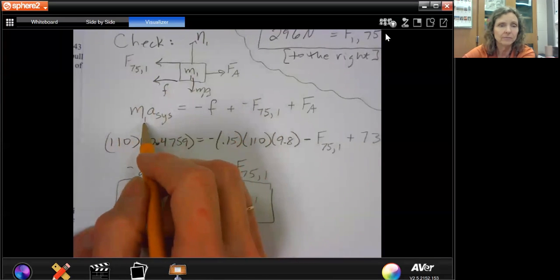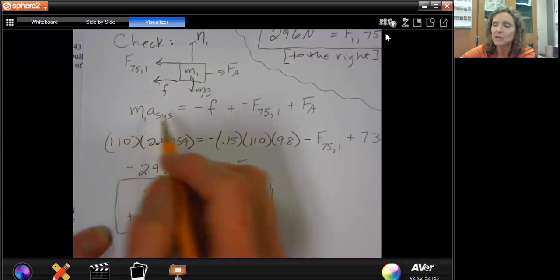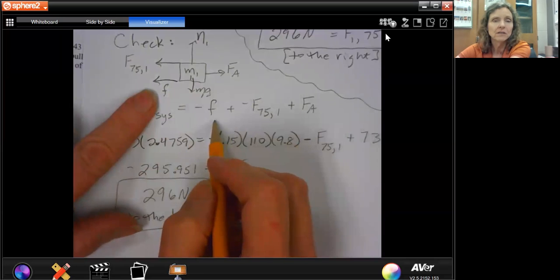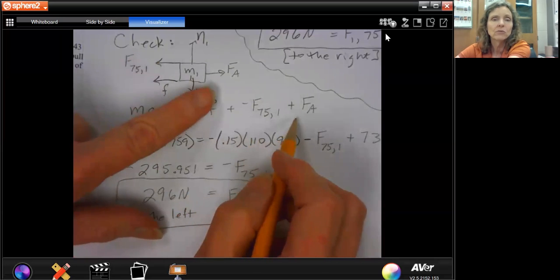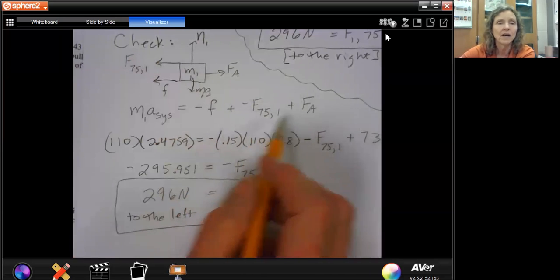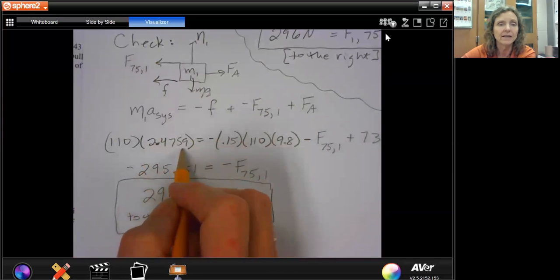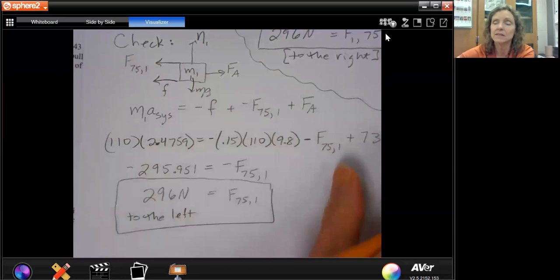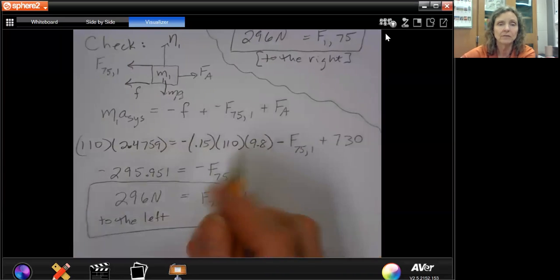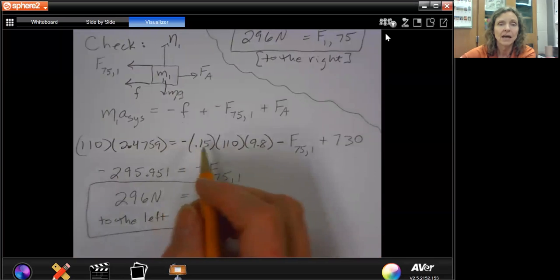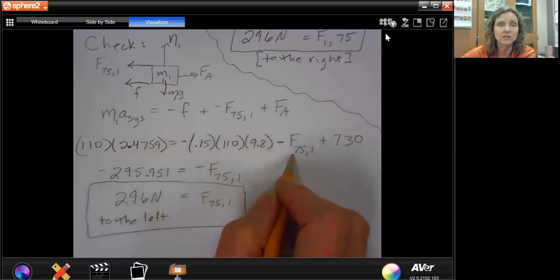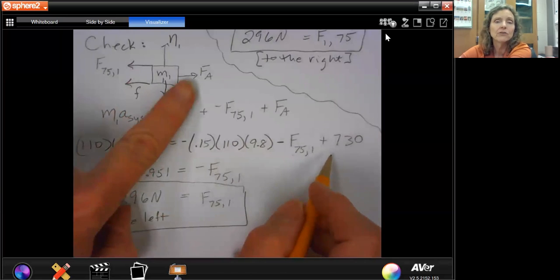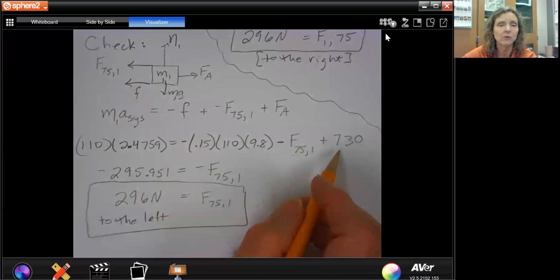So here I go with sigma F or MA equals, I list all 3 horizontal forces. The ones to the left are negative. The one to the right is positive. I use the acceleration of the system once again. I use only the mass of M1, the 110 kilogram mass. Here's my mu mg. One more time, it's negative. And here's my contact force. It's negative, that one right there, my unknown. And here's the 730 given to me in the problem as the applied force.